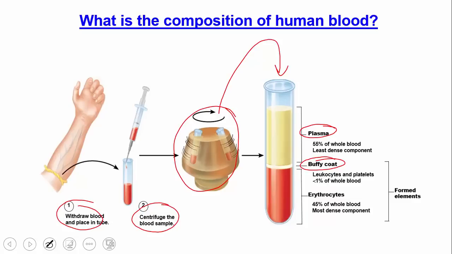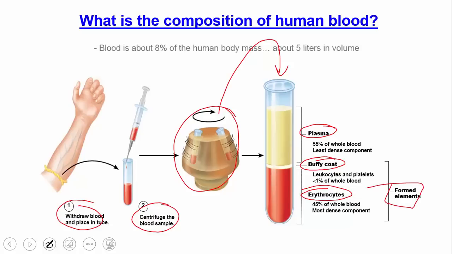Finally, if you look at the bottom here, you'll see the most dense component are the erythrocytes, and these are your red blood cells, and they carry oxygen throughout the body. The bottom two layers, the buffy coat and the erythrocytes, these form something called the formed elements.